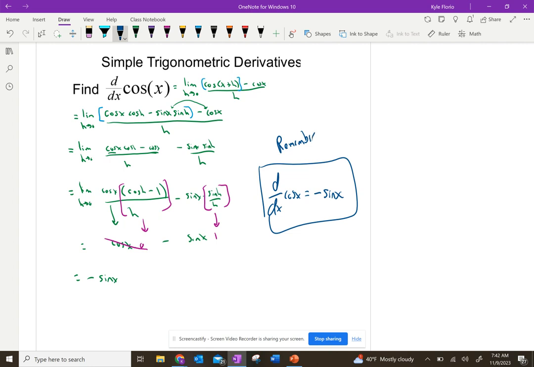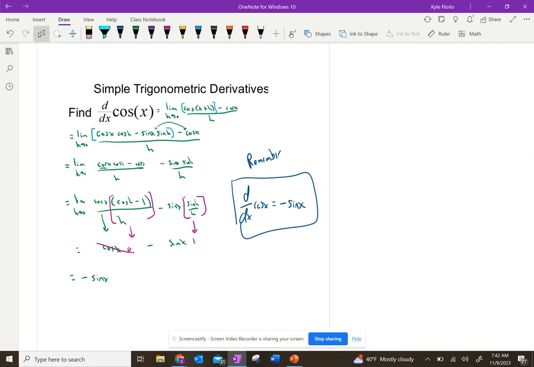I know what you're asking yourself. Mr. Florio, can we also find the derivative of tangent, cotangent, cosecant, etc.? And I'm just going to say, hold that thought. We'll get to it.